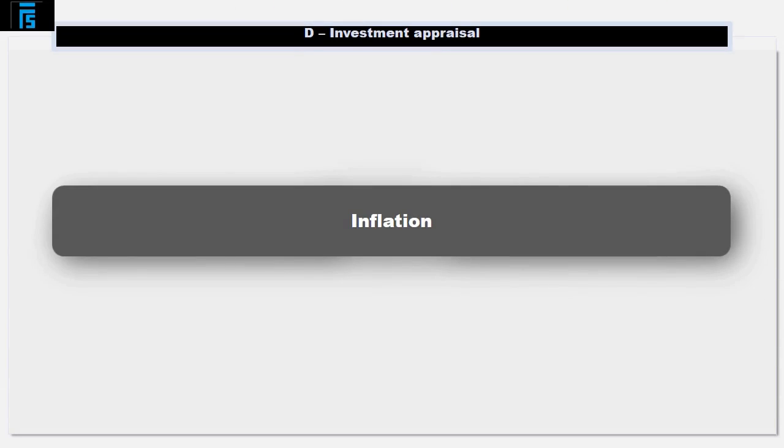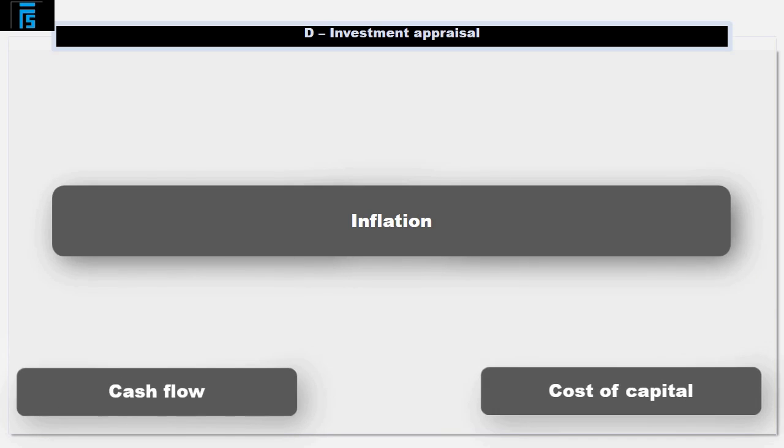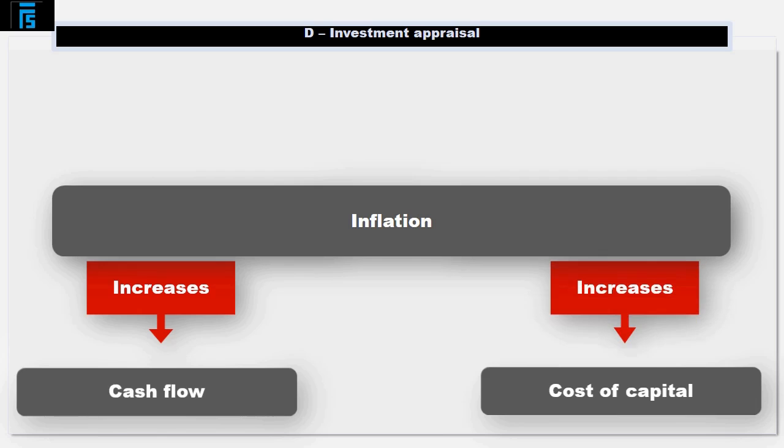Finally, let's consider the impact inflation might have in a question. Inflation affects both the cash flows and the cost of capital. Inflating prices increases cash flows. However, you may recall that the cost of capital is there to compensate investors for three things: interest, inflation, and risk. So inflation also increases the cost of capital.